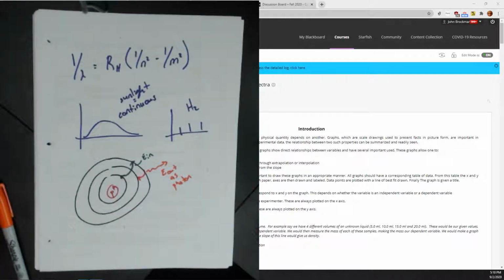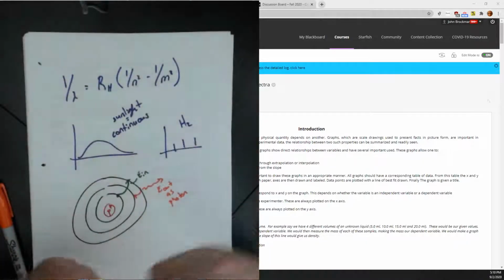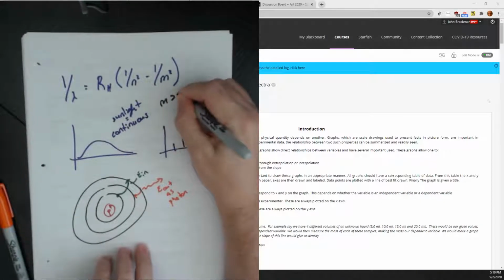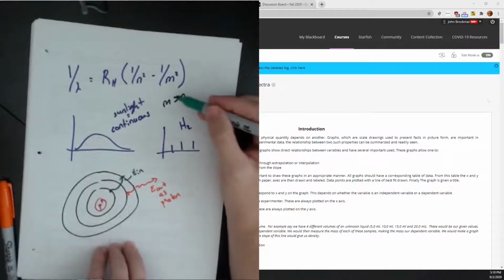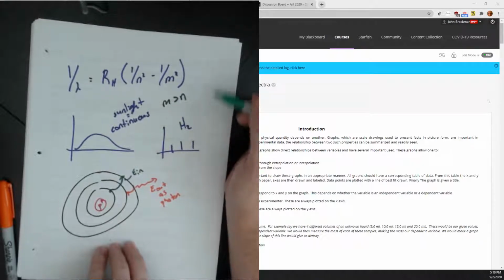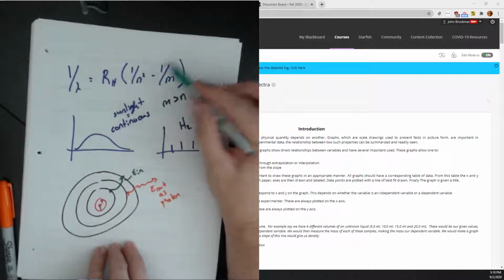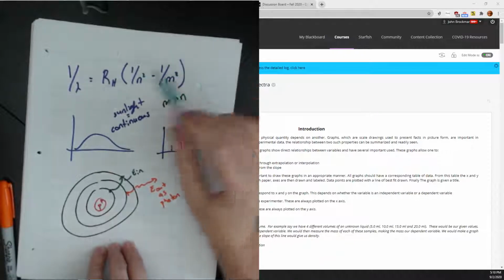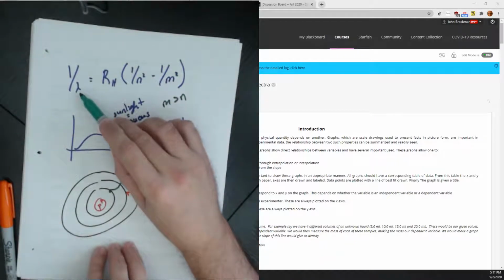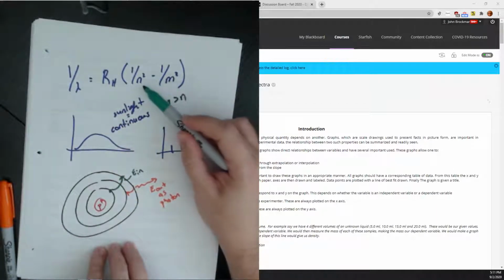Okay. So the way this equation back up here works, m is greater than n, because we're talking about the higher energy level and the lower energy level. So in a way, this tells us about the energy difference between those levels in terms of the wavelength of the light that is released when the electron falls from m down to n.